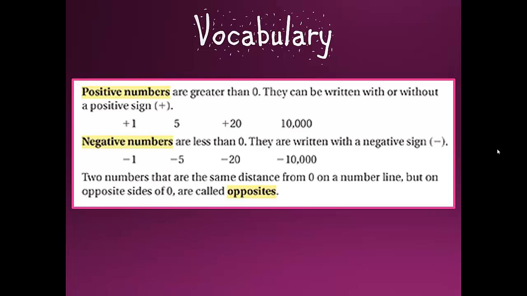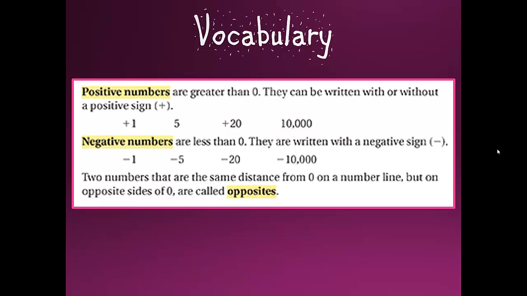1, 5, 20, and 10,000 are all positive numbers. They can have the positive sign or the plus sign in front of them, but they do not have to include that sign. Negative numbers are less than 0. They are written with a negative sign. -1, -5, -20, and -10,000. Those numbers have to have that negative sign in front of them in order for them to be negative numbers.